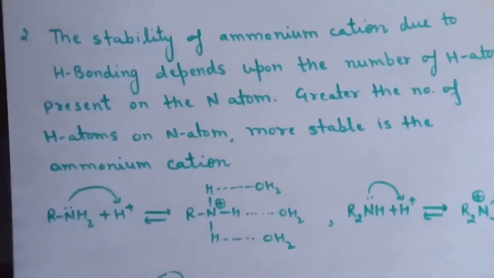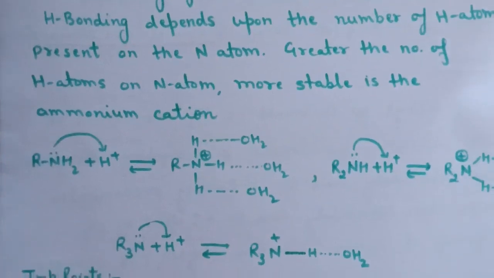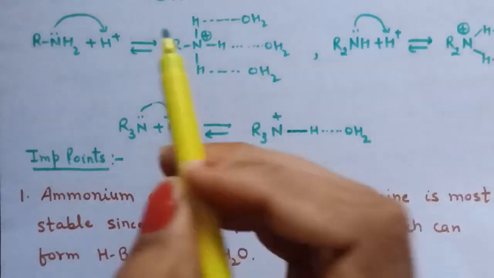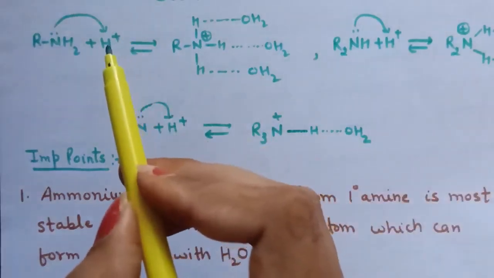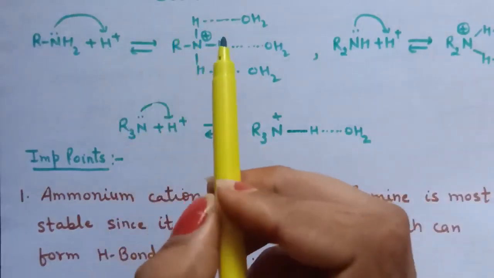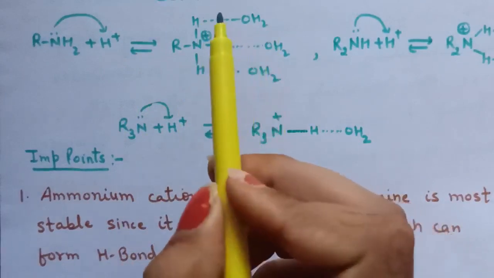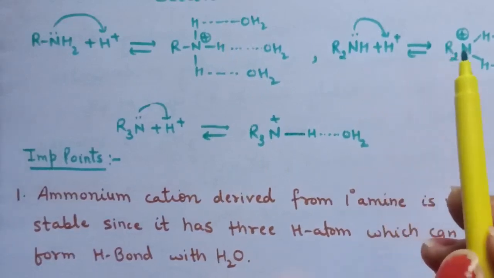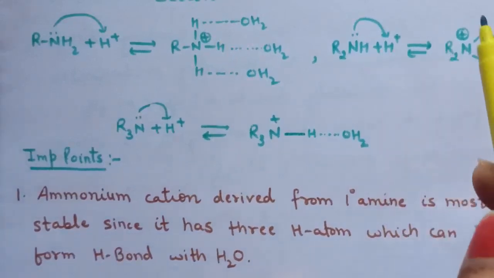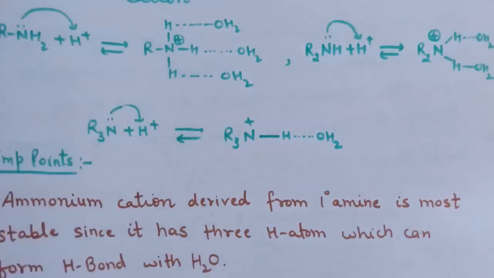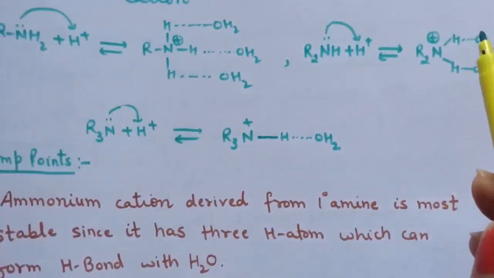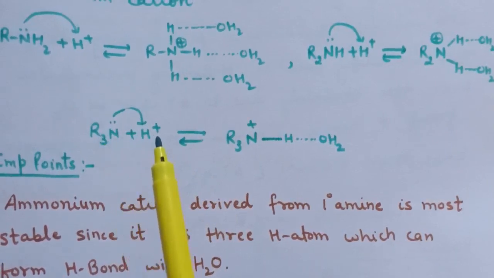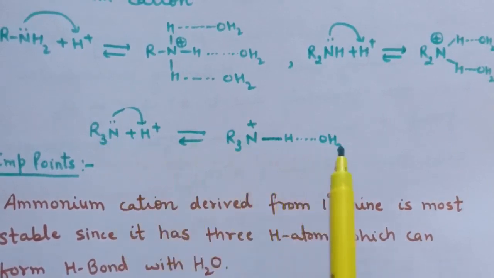So here is the reaction: RNH2 after accepting proton forms RNH3 positive. Now there are 3 hydrogen atoms which can form hydrogen bond with water. In case of secondary amine, there are 2 hydrogen atoms available on this nitrogen and therefore they form hydrogen bonds with water. However, in case of tertiary amine, only 1 hydrogen is there which can form hydrogen bond with water.